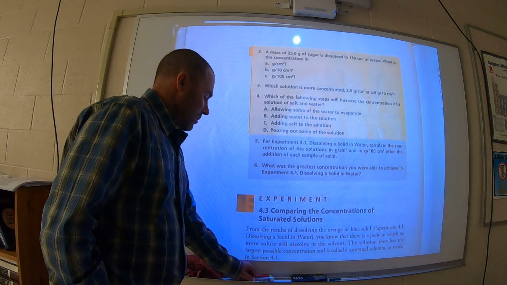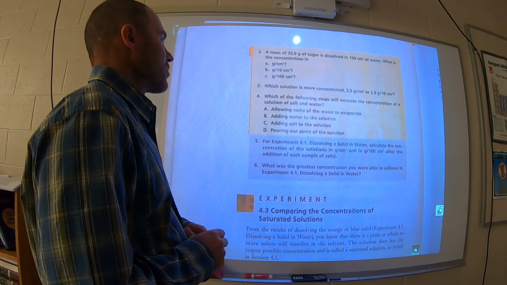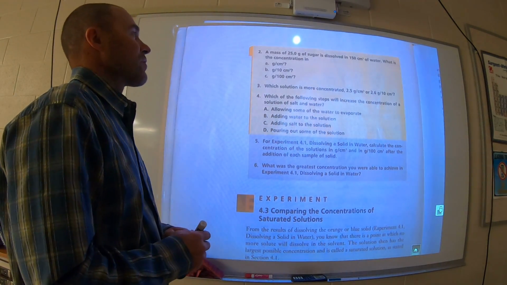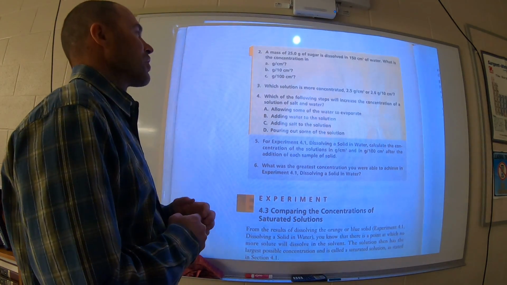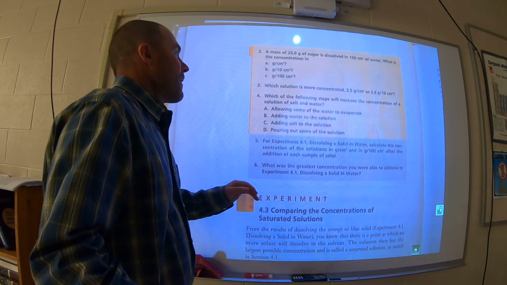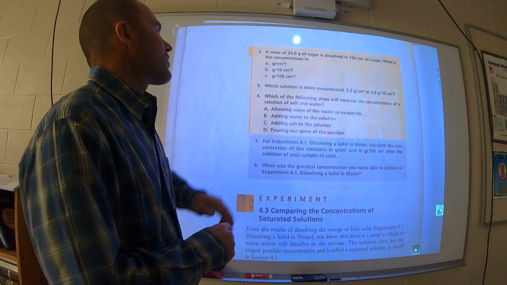Let's talk about concentration. Okay, you were supposed to read through this and answer 2, 3, and 4. So number 2, it says a mass of 25 grams of sugar is dissolved in 150 cubic centimeters of water. What's the concentration in grams per cubic centimeter, grams per 10, and grams per 100 cubic centimeters? This is not multiple choice. You got to solve for 3 different amounts.